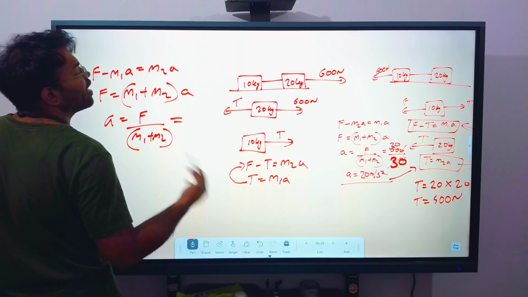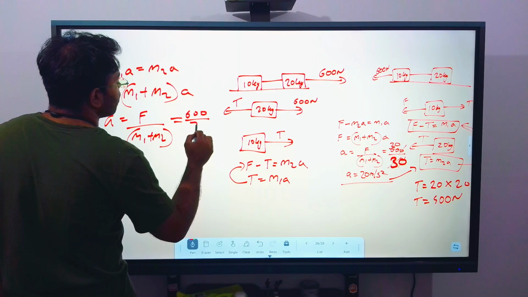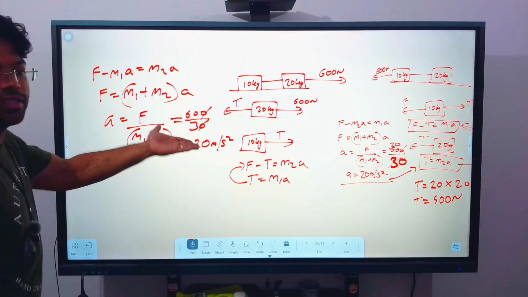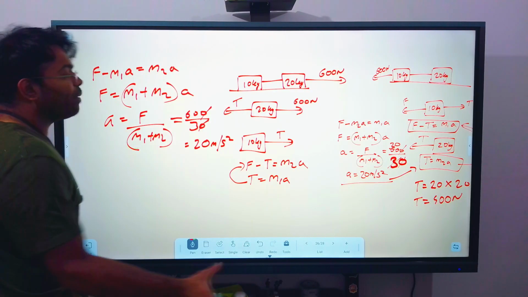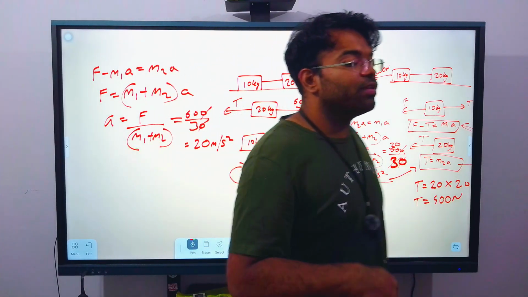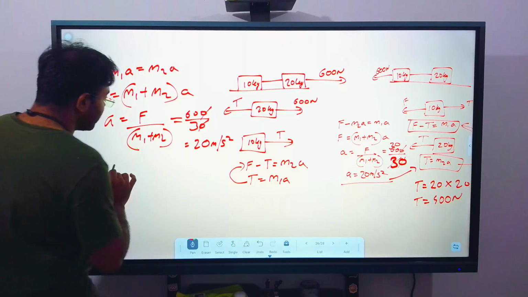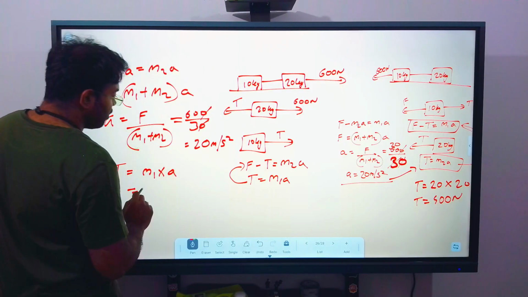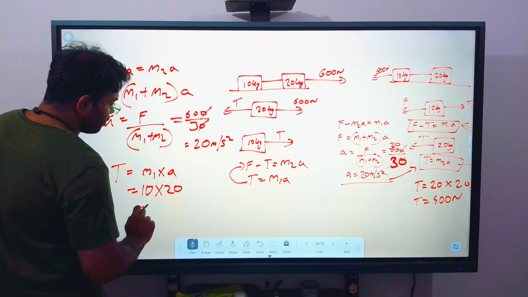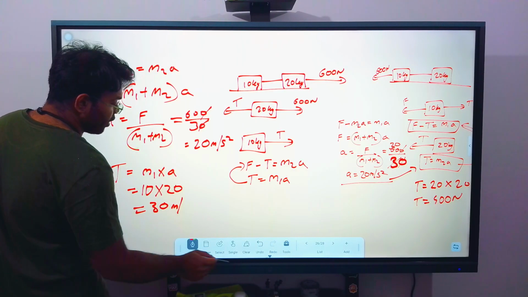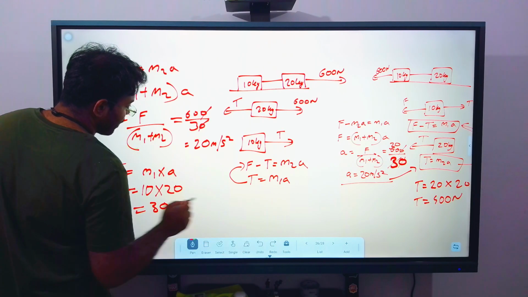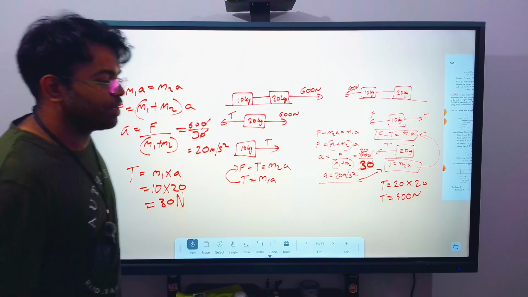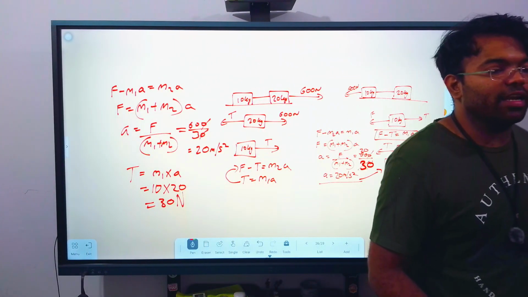So, you will get the same acceleration here also. 600 upon 30 is equal to 20 meters per second squared. Okay, you are getting the same acceleration here also. But the tension will be different, because the tension here is how much? M1 multiplied by A is equal to, what is the value of M1? 10 multiplied by 20 is equal to 30 meters per, sorry, 30 newtons. So in both the cases, the tension is the only thing that is changing. Understood? The tension is the only thing that is changing. Clear?